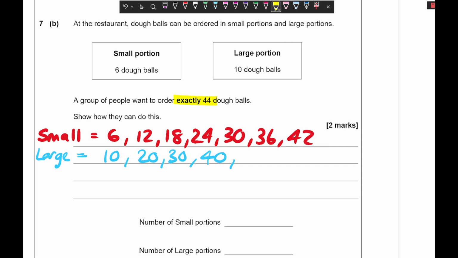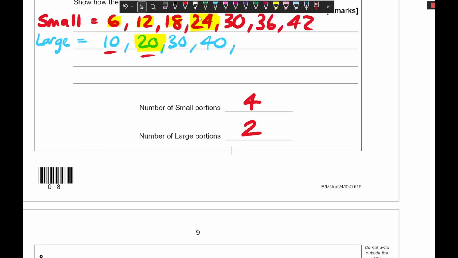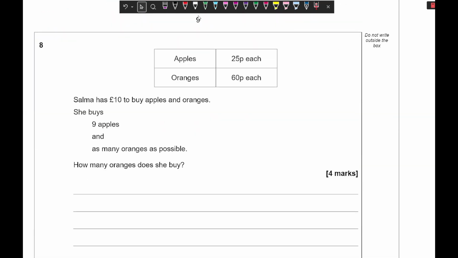Well, I can make 44 by adding 20 and 24. So to get 24 using the small, I need to order 1, 2, 3, 4 portions, and to get 20 dough balls from the large, I need to order 2 portions. So the answer then is 4 and 2.